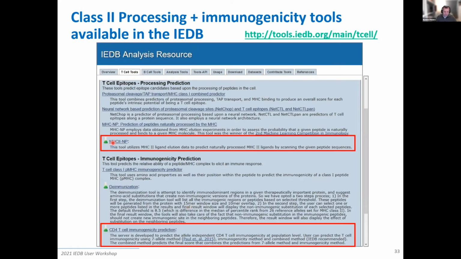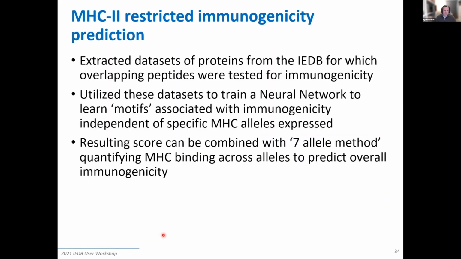So this is this tool. Then the other tool we did is looking for immunogenicity predictions. So looking for motifs in peptides that are more likely to trigger T cell responses directly, and not trying to identify what actually the mechanism is, just training a neural network based on epitope data from the IEDB where we had overlapping peptide sets, and we looked for immunogenic peptides, and we tried to identify, is there something in addition to binding that distinguishes them?